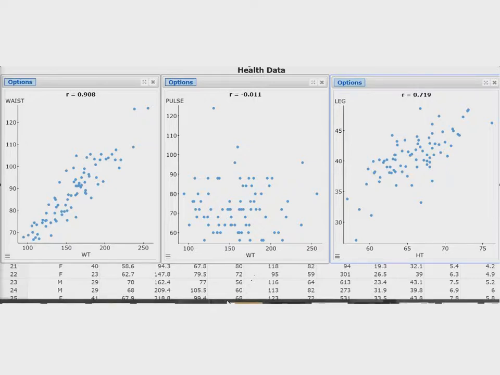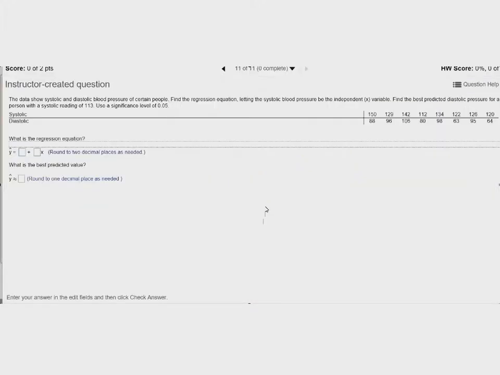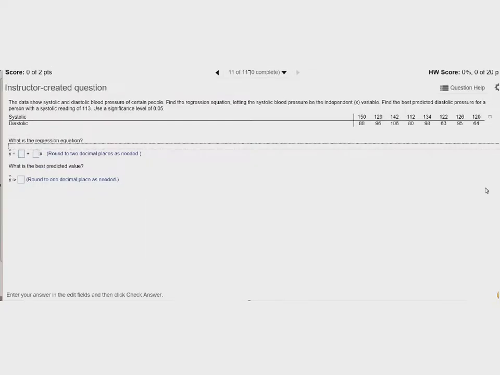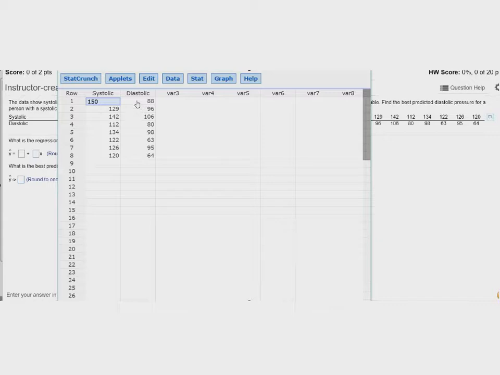So I'm just going to show you an example. This is just a problem that was in your homework. If you're looking at a problem like this, what you should be able to do is, if they give you a data set like this in a table, you should be able to click on the little boxes at the upper right side of the table, and it should give you an option to open in StatCrunch. So if we went ahead and clicked on that, then it's going to put your numbers, even the column headings, in StatCrunch for you.